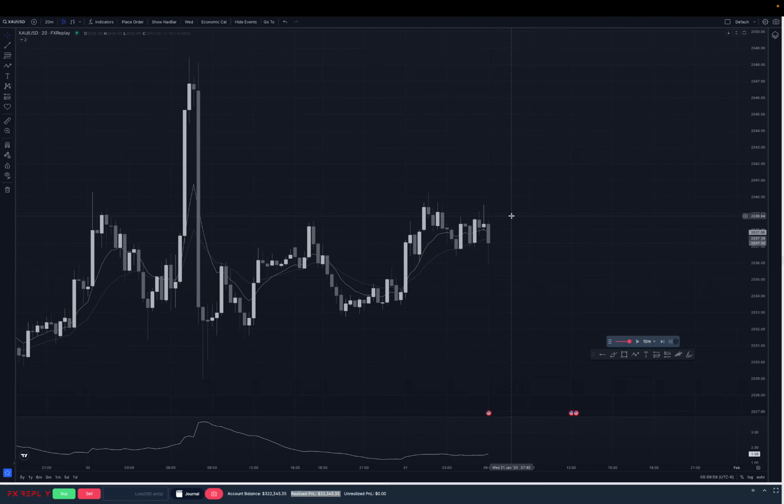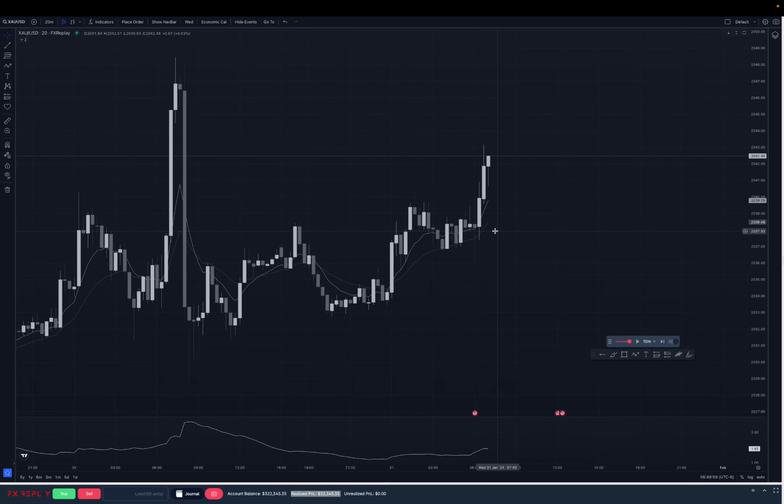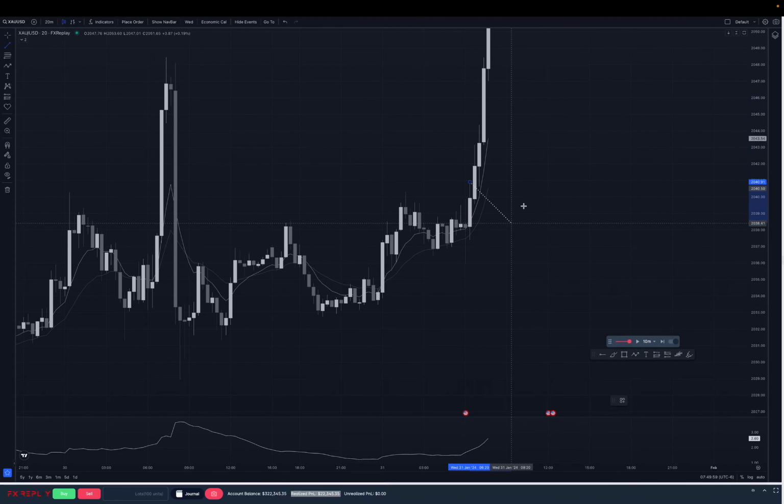Waiting for money to come back into this market. Red news, so gotta wait an hour. This would have been a really clean entry, but the red news was there.